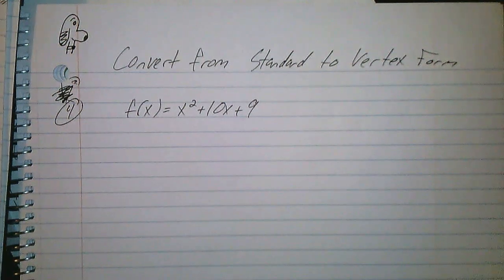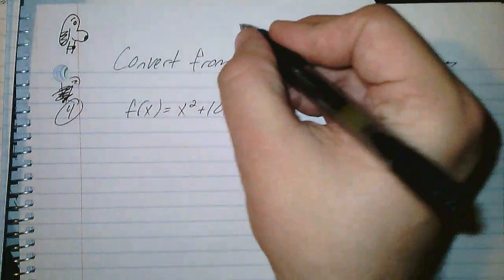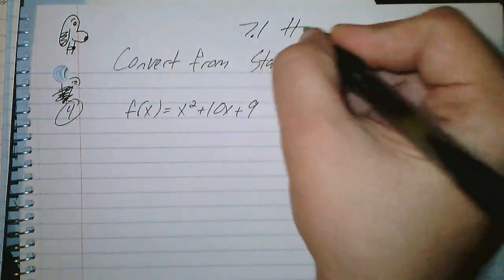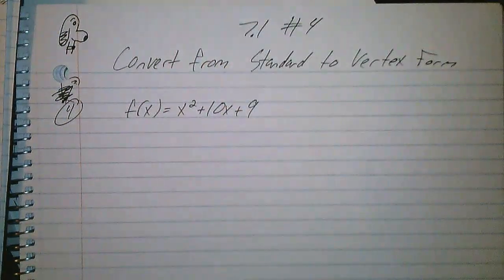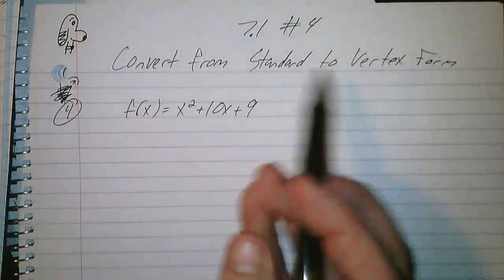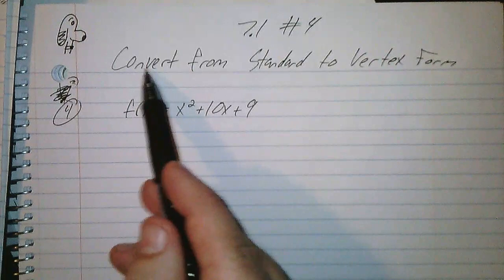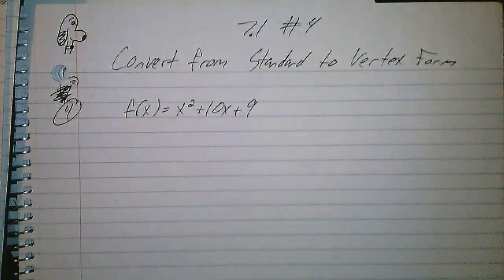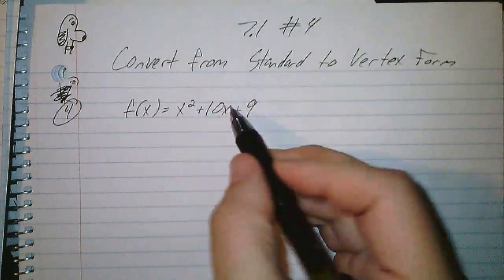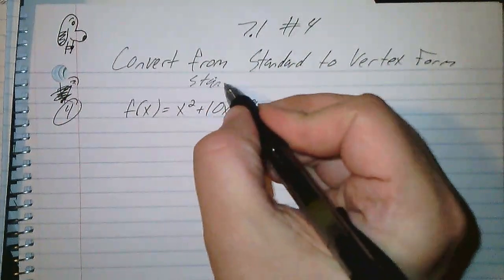All right. Let's look at number 4 in our 7.1 homework. I forgot an important part, the first part of this, which will serve as a good video on how we convert from standard form to vertex form. So standard form is what we start with.